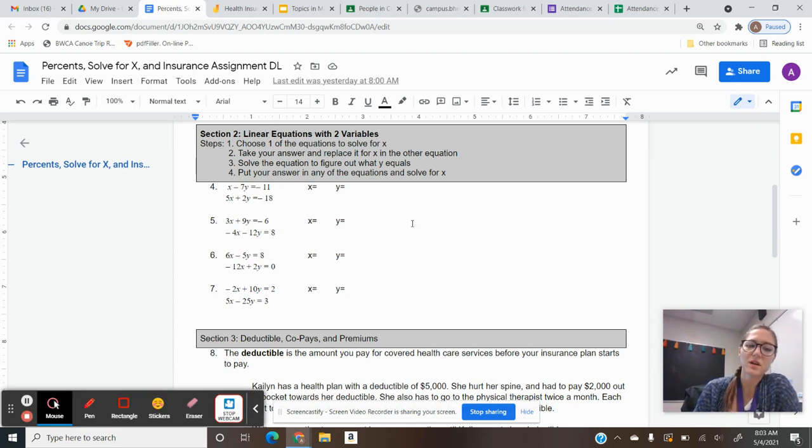What this section is all about is how to solve an equation when there's two different variables. If you ever get two equations that are related, like in number 4, where they're saying this equation and this equation, those variables are measuring the same things. You can use what's called substitution to figure out what the x is and what the y is.